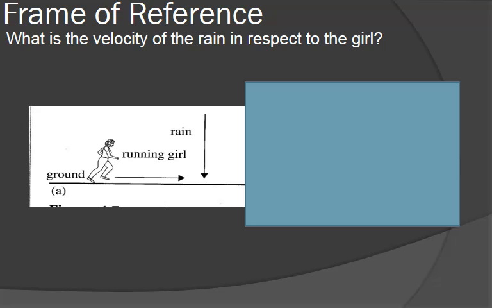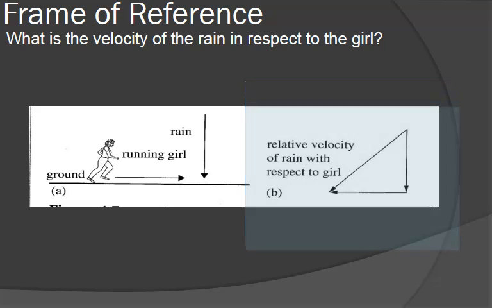All right, so in this picture, we can see a girl running from left to right. The rain is coming down vertically. And let's talk about frame of reference. So what is the velocity of the rain with respect to the girl? Go ahead and pause the clip and draw that out, and let's see what you come up with there.